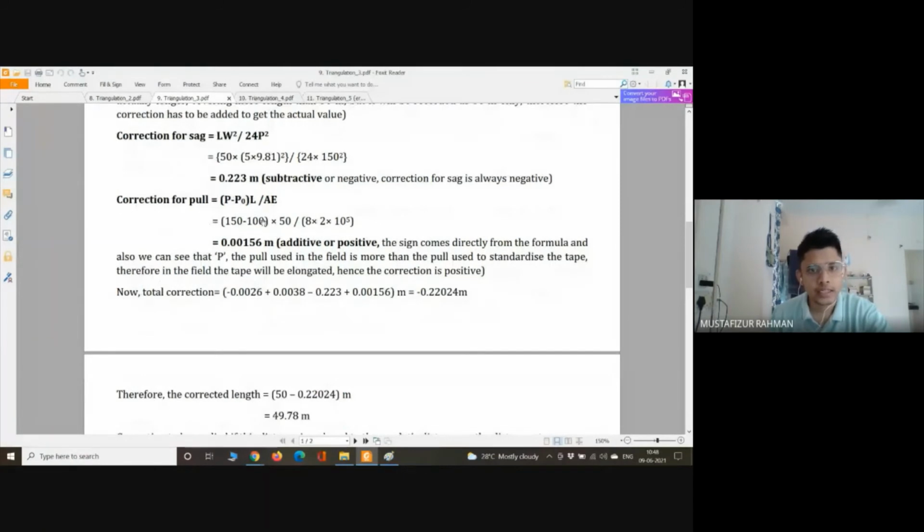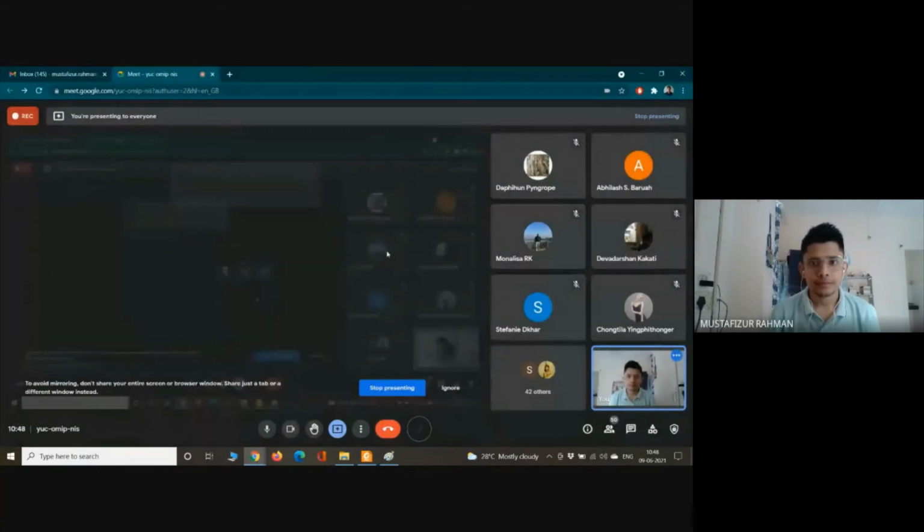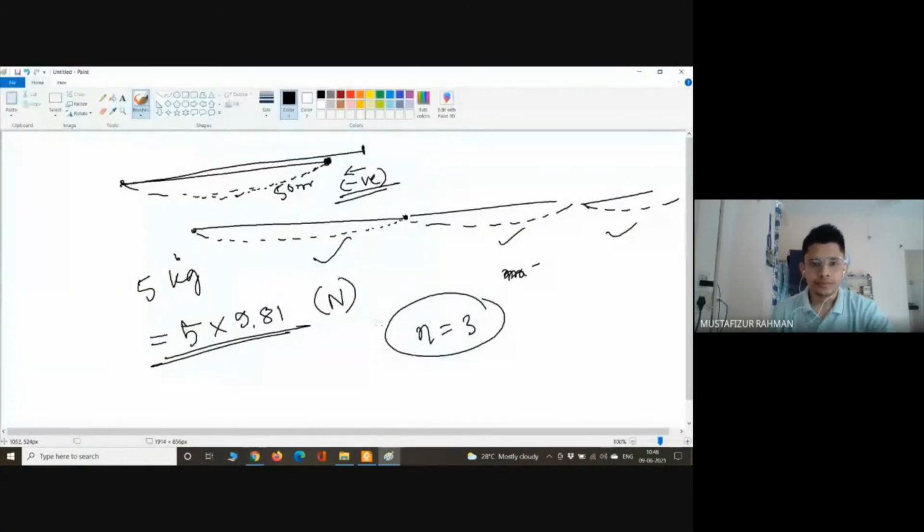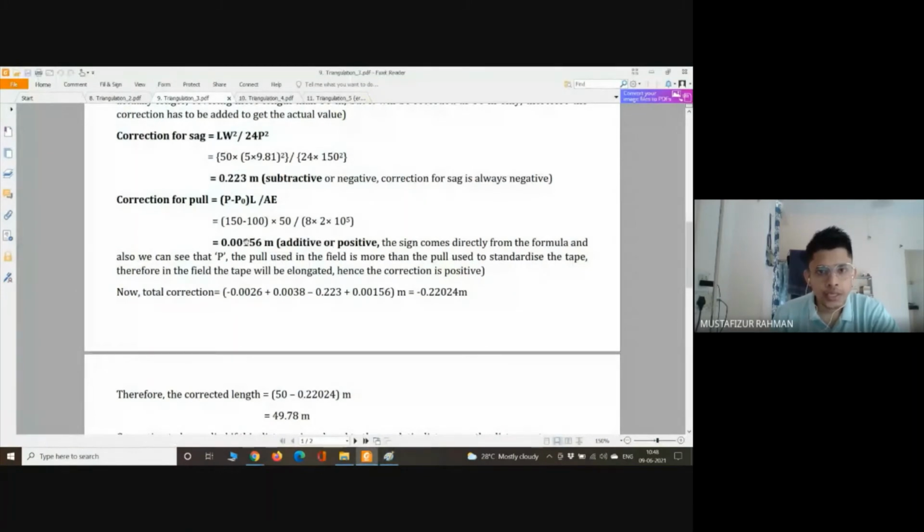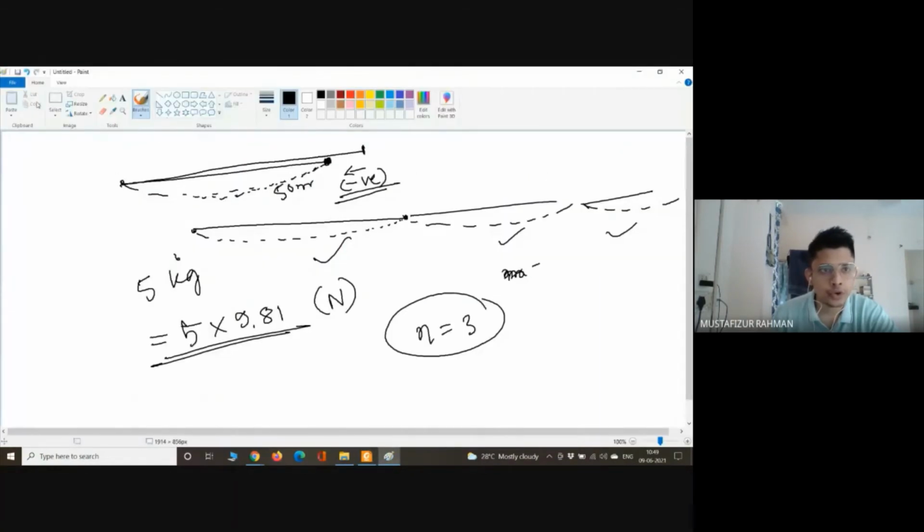Then we have the correction for pull. Now this correction can be positive or negative depending upon what is our pull corresponding to the standard value. So let's go back here. What we are doing here, 150 Newton we are applying, and the standard value was 100 Newton, multiplied by L divided by AE.